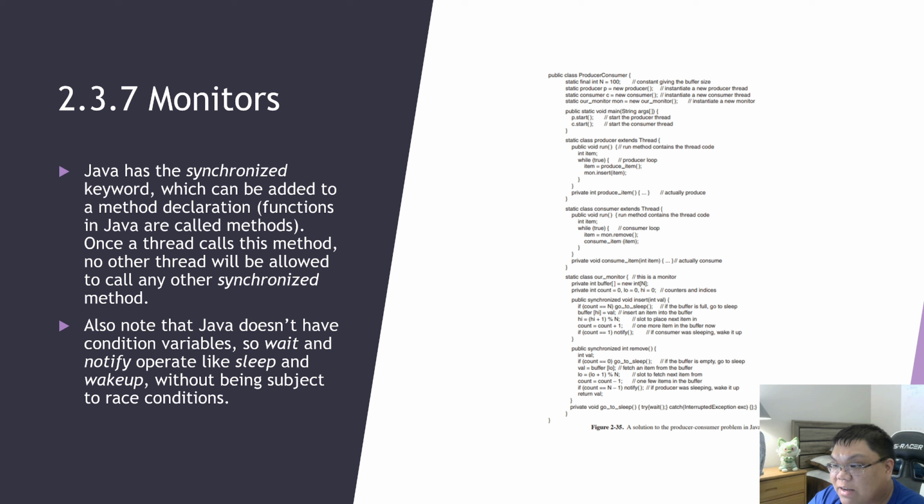It uses the synchronized keyword so that only one thread can call a synchronized method at a time. Once a thread calls a synchronized method, no other thread will be allowed to call another synchronized method. That enforces mutual exclusion.